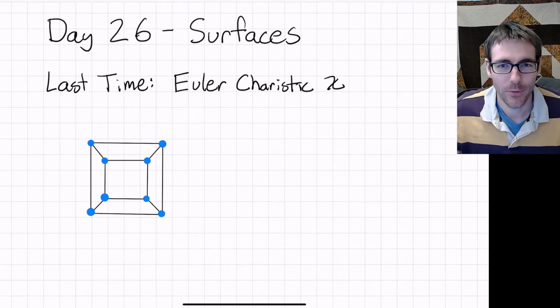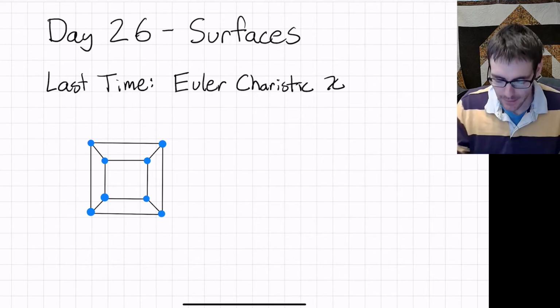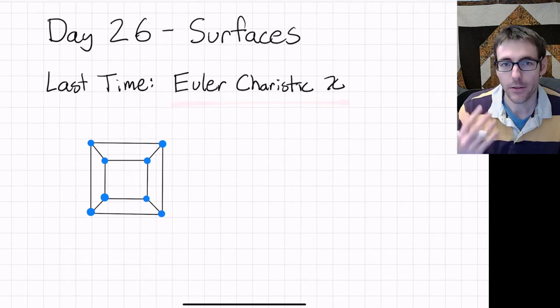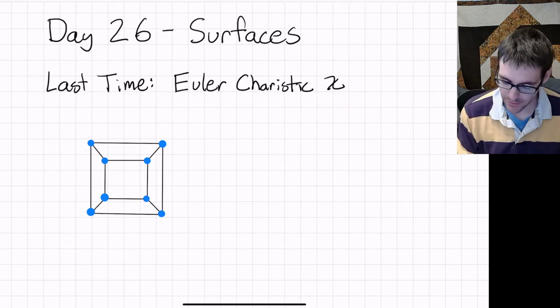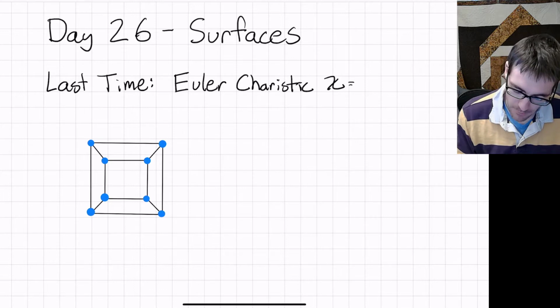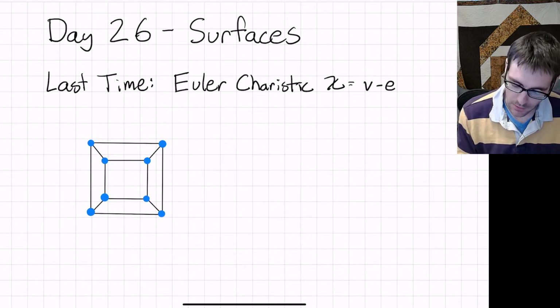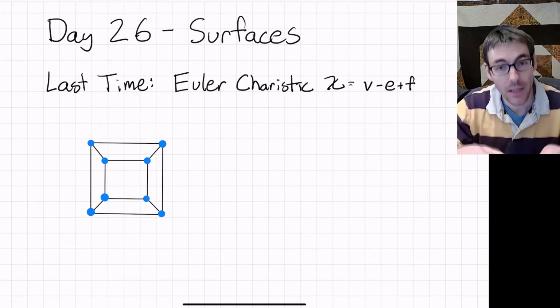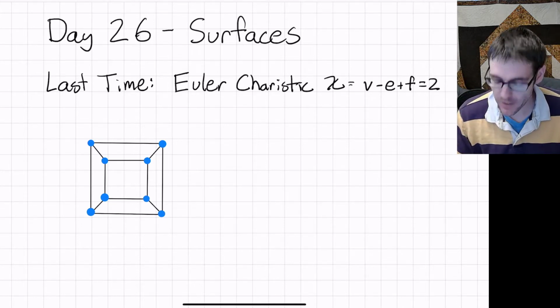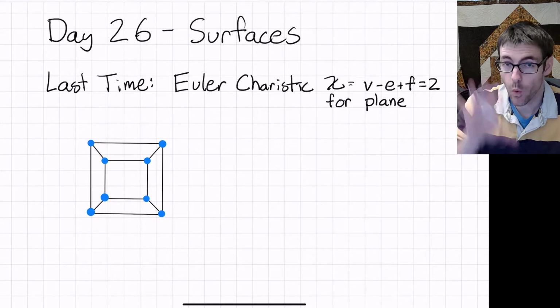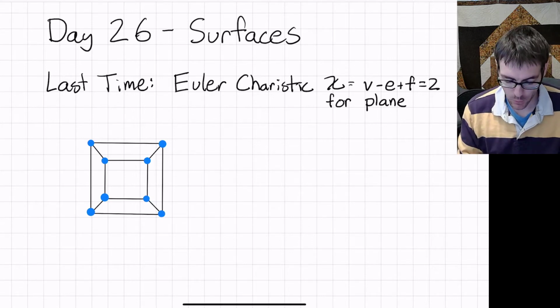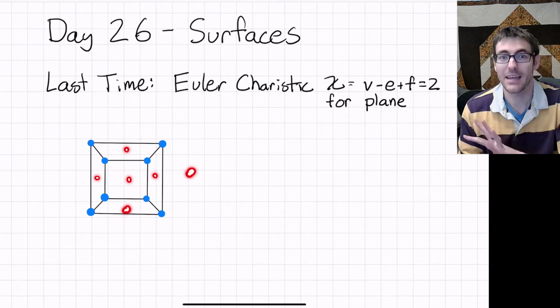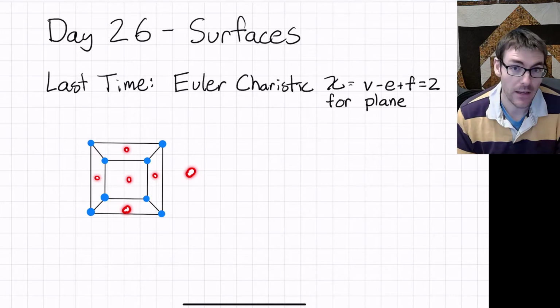All right, we are into our second week of graph theory. Last time we talked about the Euler characteristic, which says that if we take the number of vertices, subtract the number of edges, and add the number of faces for any planar graph, then that has to equal 2. And one important caveat here is that when we're counting our faces, we want to include all of the interior faces, but we also want to count the outside piece as a face as well.